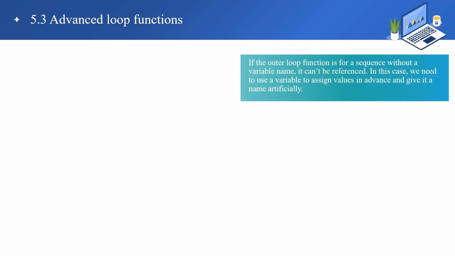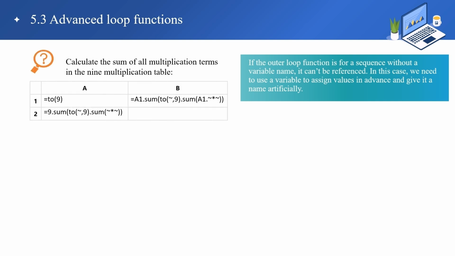If the outer loop function is for a sequence without a variable name, it can't be referenced. In this case, we need to use a variable to assign values in advance and give it a name artificially. To calculate the sum of all multiplication terms in the 9 multiplication table, we need to give 9 a name in order to distinguish the layers in the multilayer loop function.